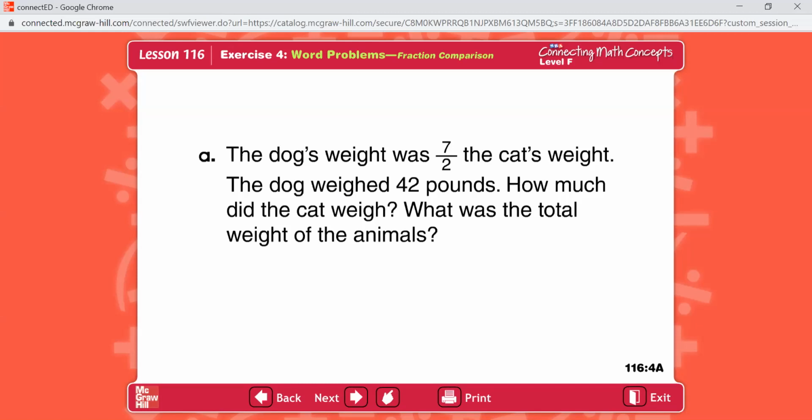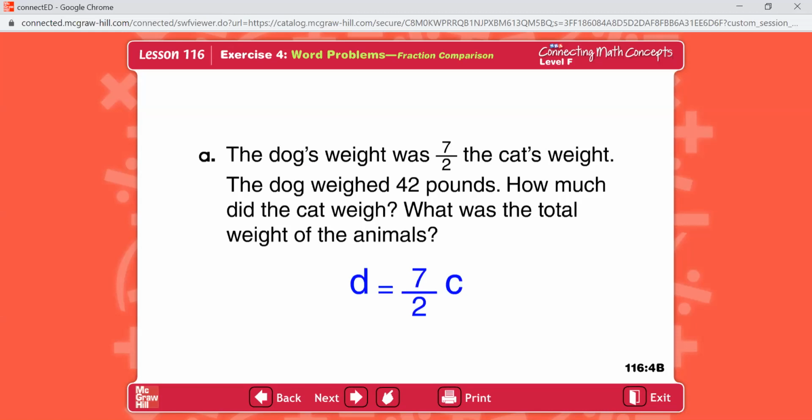The equation you're going to start with is D equals 7/2 C. Yes, the dog's weight equals 7/2 the cat's weight. Start with that equation. In part A, figure out the answer to the first question, then figure out the answer to the second question. Pause the video now to set up the problem and work it.